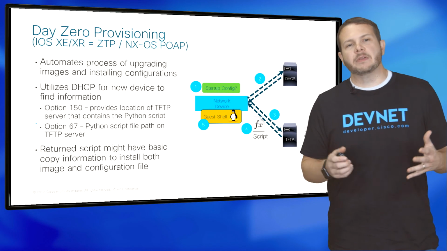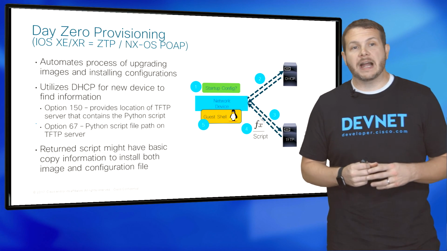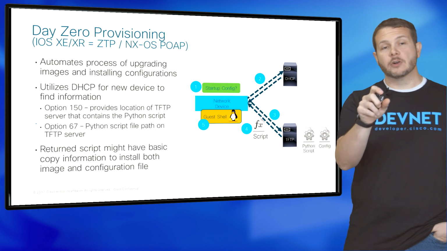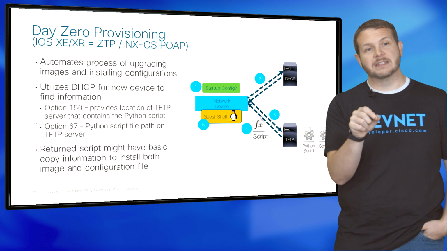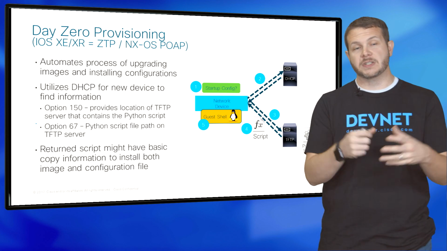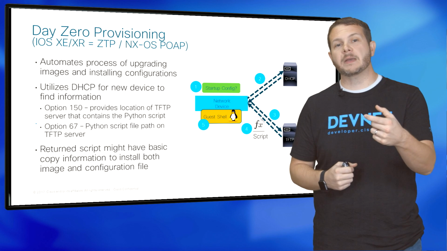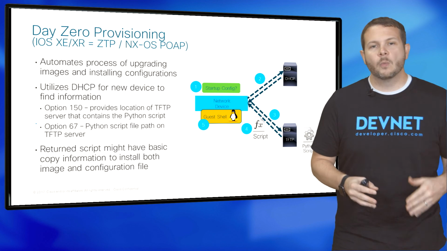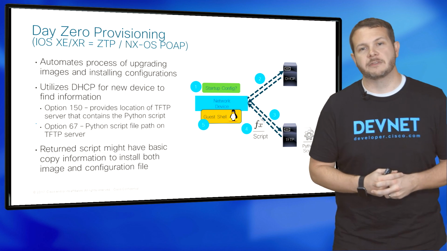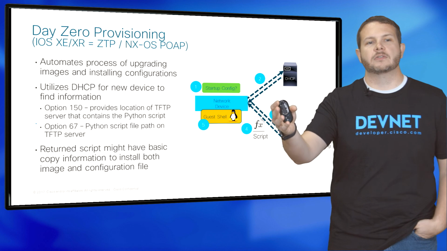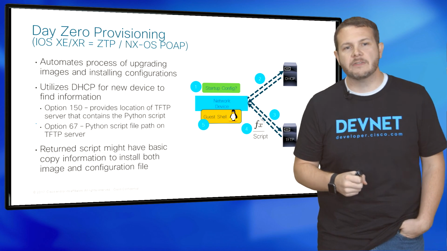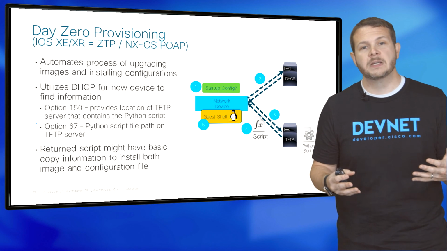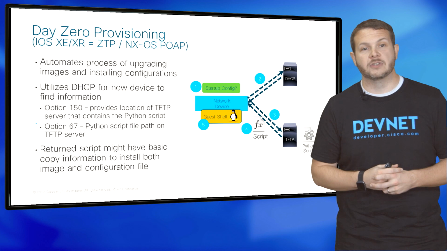One of the other capabilities that we have with Python is the ability to interact with our day zero provisioning strategies. When we talk about day zero provisioning in IOS XE or XR, that's zero touch provisioning, or ZTP. And in NX-OS, that's the POAP protocol. In each of these cases, the process is about the same. When a network device boots up and lacks a startup configuration, it goes out to a DHCP server using options 150 and 67 to determine the location of a TFTP server that contains a Python script that will tell that device how to become provisioned initially.